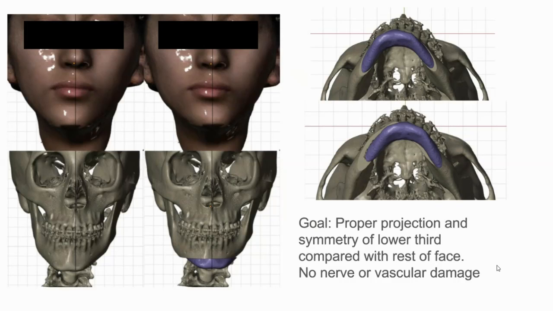So our goal was to deliver a proper projection and symmetry of the lower third compared to the rest of the face, and avoid any nerve or vascular damage. And in the pictures that you see here, we performed the virtual surgery. We wanted to manipulate, we wanted to make the cut where we wanted in the surgery. We wanted to displace that chin so we gain more symmetry with the true vertical line. And we wanted to evaluate also how that's going to affect the patient's physical appearance.